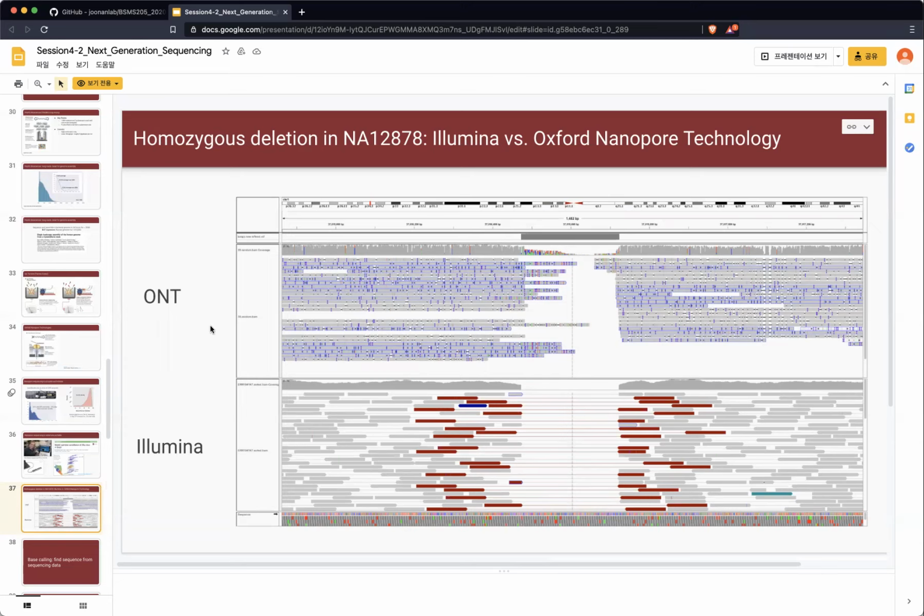But if you look at Oxford Nanopore, ONT, then you can specifically measure the types of deletion, right? So if you measure this position by Illumina, Illumina gave you a homozygous deletion at this position. The reason is that the read information is totally missing at this position, right? So if you look here, if you pile up the reads at a specific locus, then you will see the depth.